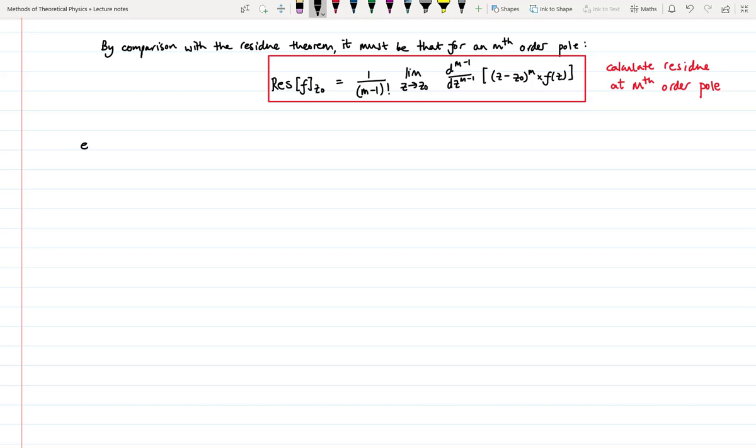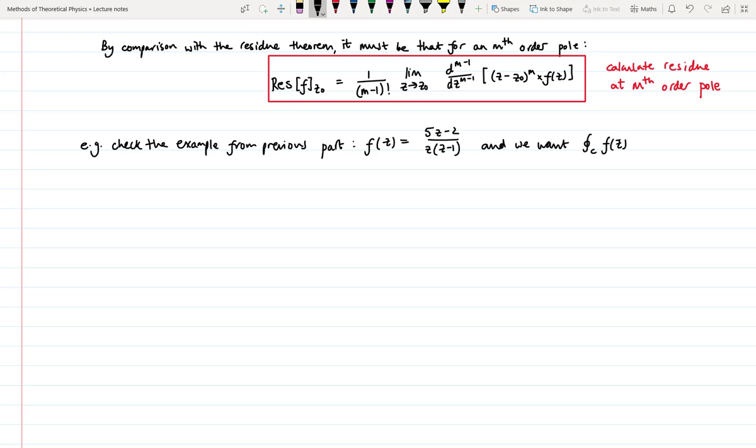Let's go through an example. Let's check the example from the previous part, where the function of interest is (5z minus 2) divided by z(z minus 1), and we want the integral around some contour C that encloses the poles. In the previous video, we found the residues by expanding explicitly in Laurent series. But from the expression in the red box, if we know the order of the poles, then we can use the expression given.